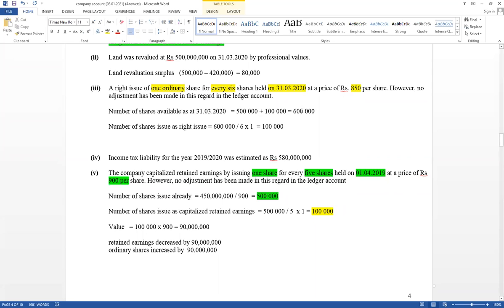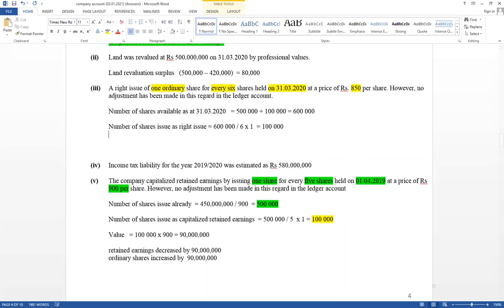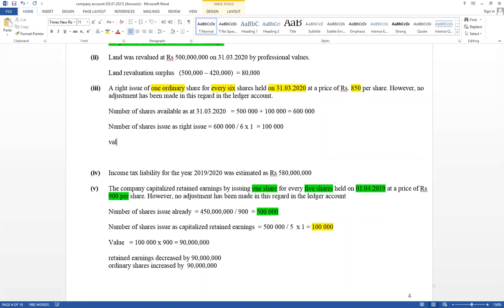First, think about number of shares available as at 31st March 20. Opening balance plus number of shares issued through reserves capitalization. Therefore, number of shares available 600,000 as at 31st March 20. Then think about the ratio, 1 share for every 6 shares. This is the number of shares issued as rights issue, but we have to record based on the money measurement concept, value. Therefore, number of shares equals 100,000. Per share price is given, 850. Then take the answer, 850, 85 million.